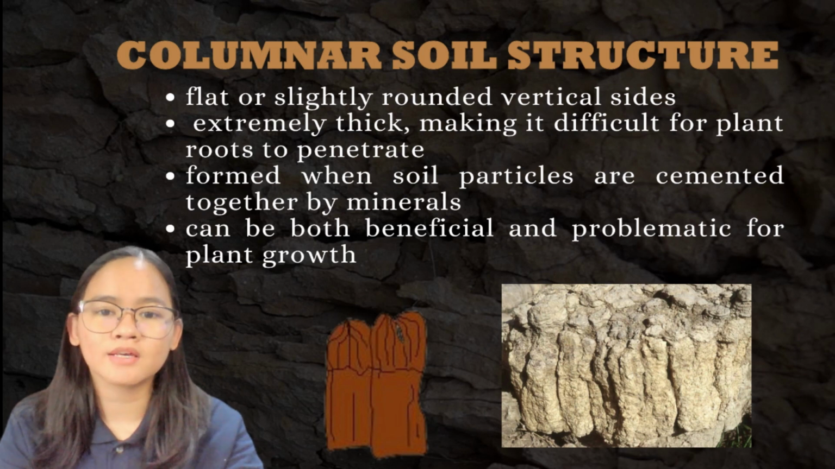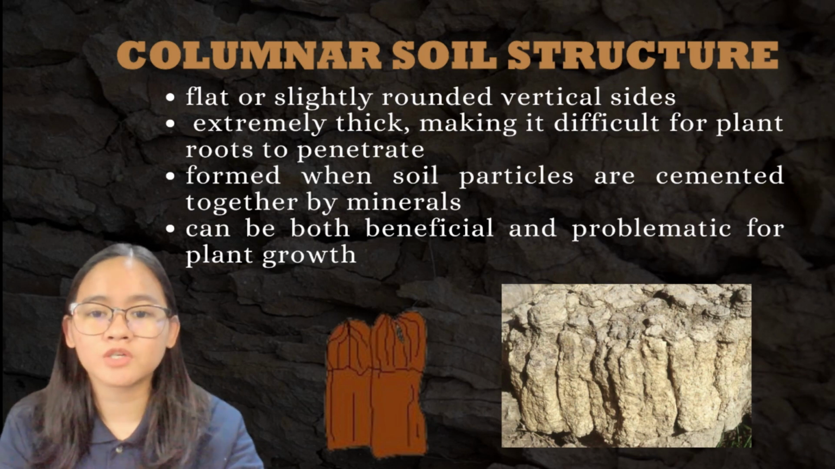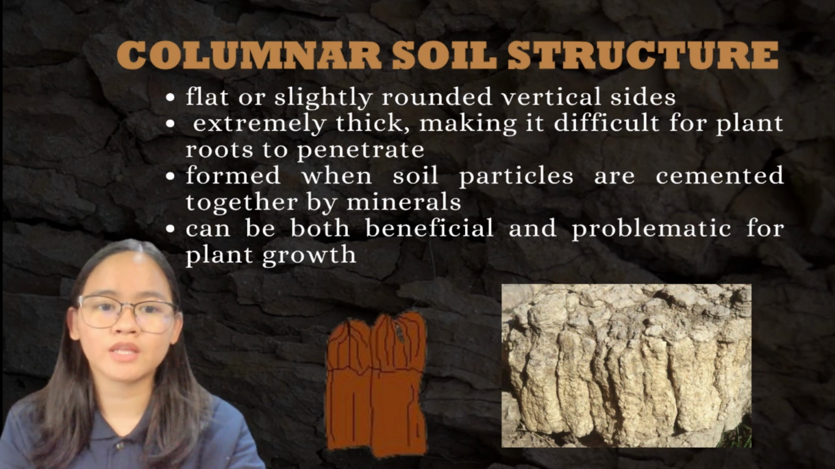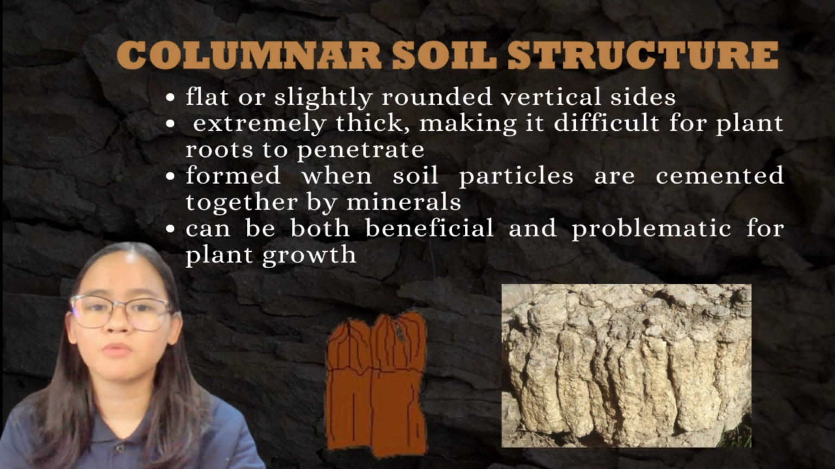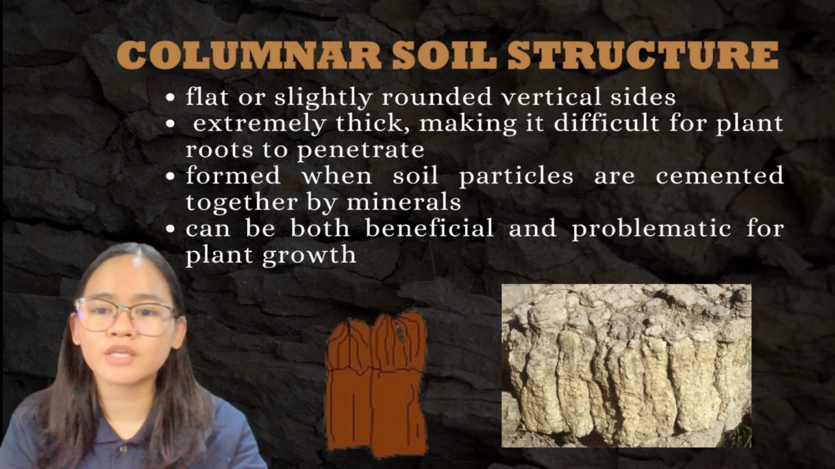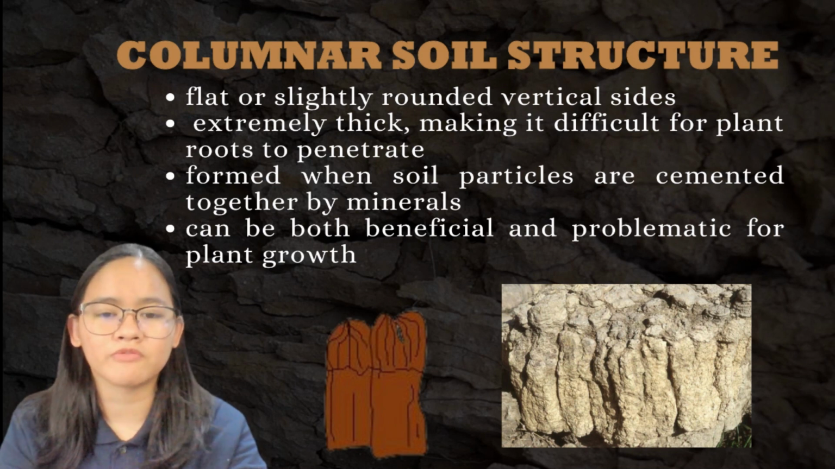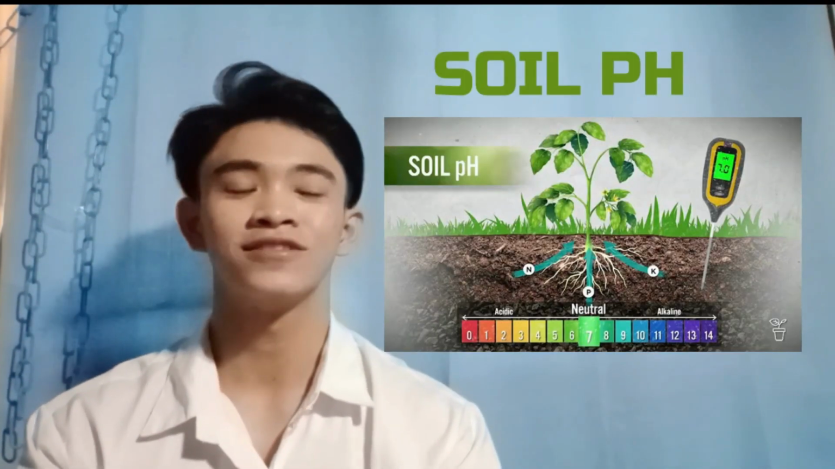On the one hand, the structure allows for good water infiltration and drainage, making it favorable for some crops. On the other hand, the structure can create a dense, impermeable layer at the bottom of the columns, limiting root growth and nutrient uptake. Now, we proceed to the soil pH.